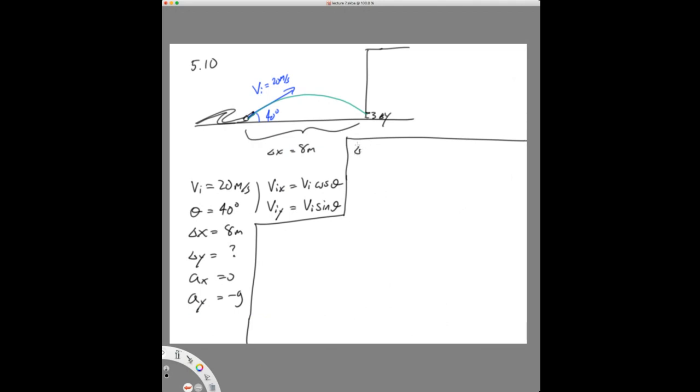So let me, my page is not the right shape. Delta y equals v initial y t plus 1/2 ay t squared. And I'm going to put in that VIY is VI times the sine of theta, and AY is negative G. And let's see what we know. We know VI, and we know theta, and we know G, but we do not know T. So we have to solve for T.